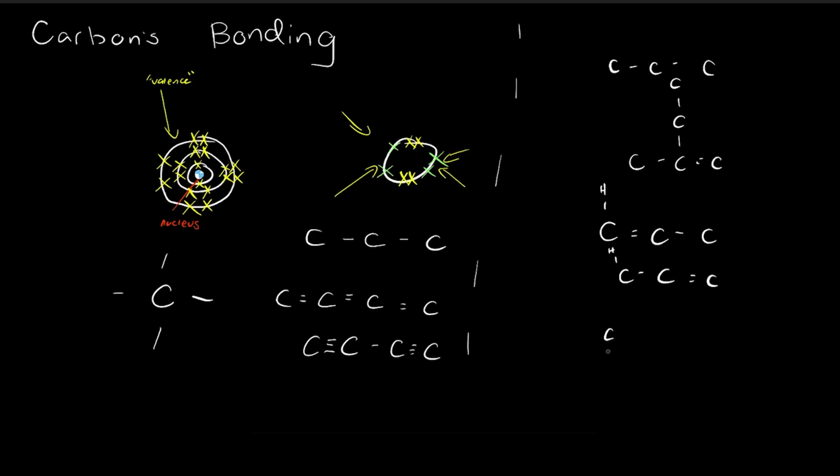And perhaps the most interesting one is that it can form rings. These are all very important structures that we'll talk about when the time comes, which is probably in the next video. For now, this is all we need to know about bonding properties of carbon.